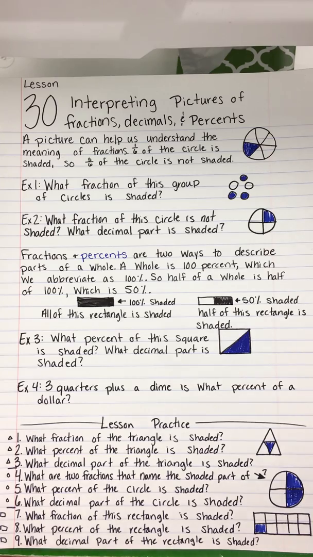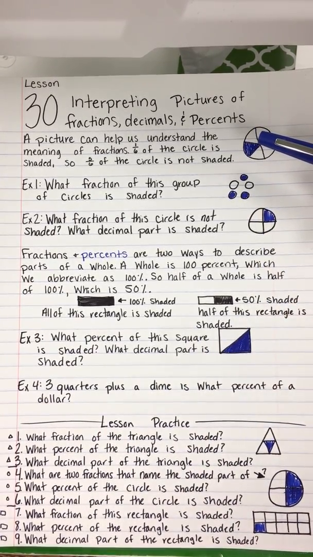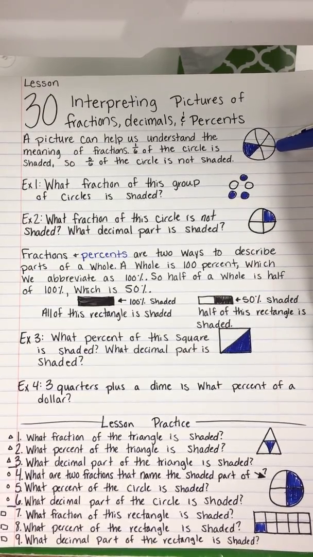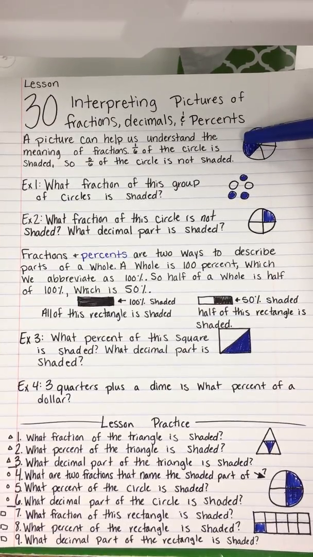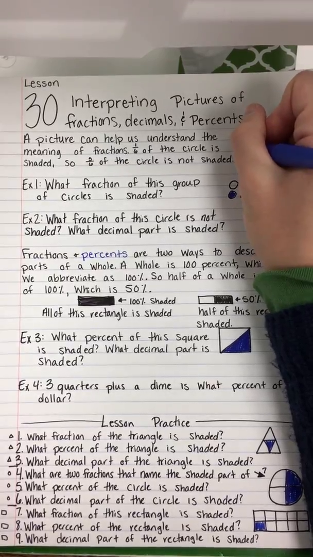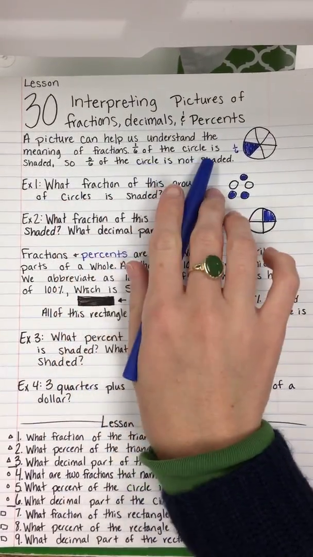A picture can help us to understand the meaning of a fraction. This circle is divided into 6 parts. What part is shaded? That's 1, 2, 3, 4, 5, 6. 1/6 is shaded, and 5/6 is not shaded.